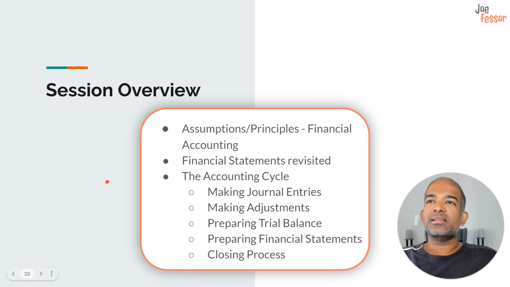Okay. In this session, we're going to start by looking at the various assumptions and principles that guide financial accounting. We'll look at the foundation, or the framework, on which financial accounting is based. Next we will revisit the various financial statements we looked at in part 1. We'll look at them in a bit more detail so it becomes easier to understand the entire accounting cycle. Then we'll move on to the meat of the session, which is guiding you through the accounting cycle. We'll use an example to understand the different steps in the accounting cycle.